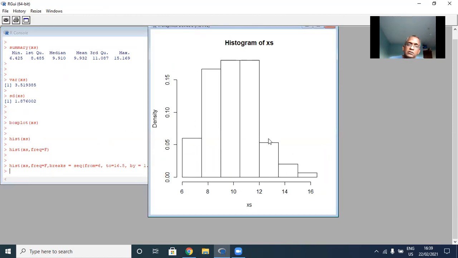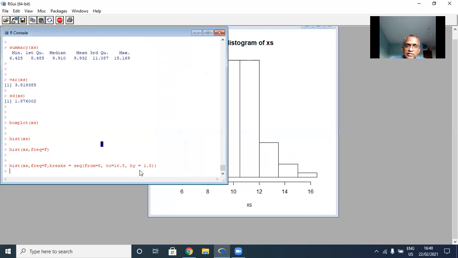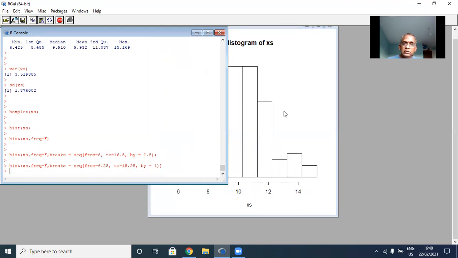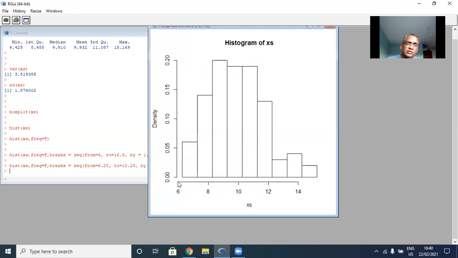This is what you will get, right? So the x-axis goes from 6 to 16.5 in steps of 1.5. If you want it to be, say, 6.25 to 15.25 in steps of 1, this is what you will get. So now the x-axis goes from 6.25 to 15.25 in steps of 1, right?